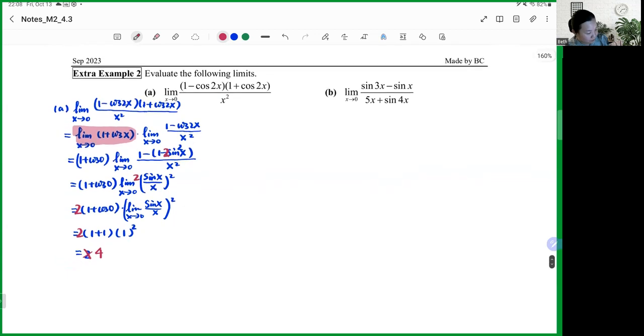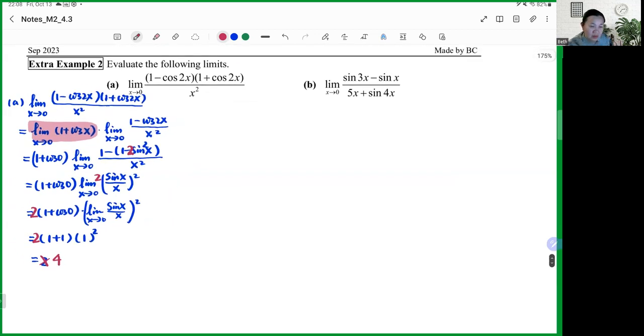Part B. Now part B is just a new type where the mixture of several techniques are used in this question. Part B. Limit x to 0, sine 3x minus sine x divided by 5x plus sine 4x.